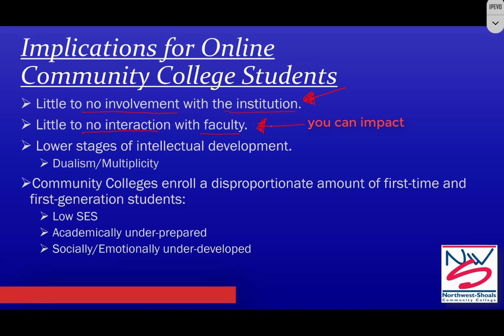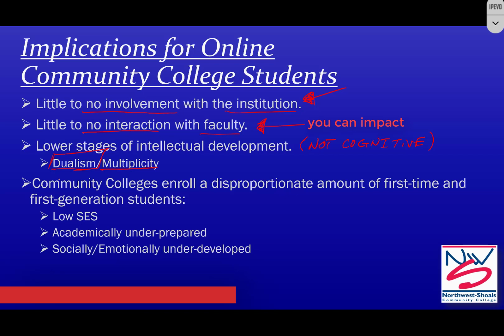Your community college students are overall going to be at the lower stages of intellectual development. This is not necessarily to say that they are lower on the cognitive development scale. What I'm referring to is that they're more likely to have this dualistic idea of knowledge, that things are right or wrong, and there's not a whole lot of gray area in between.